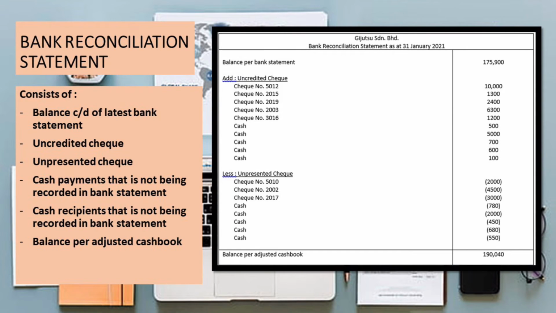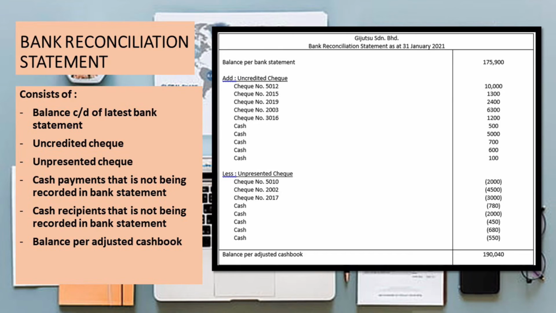As per what Nur Hamida said before, after we prepared the adjusted cash book, we prepared the bank reconciliation statement. The bank reconciliation statement consists of the balance per the latest bank statement, uncredited checks, unpresented checks, cash payments that are not recorded in the bank statement, cash receipts that are not recorded in the bank statement, and last but not least, the balance per adjusted cash book.